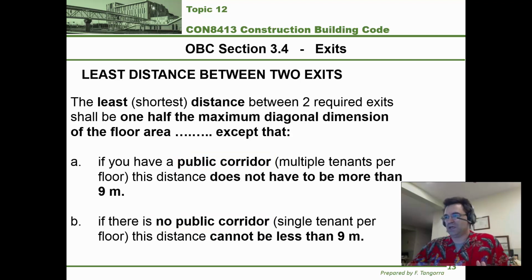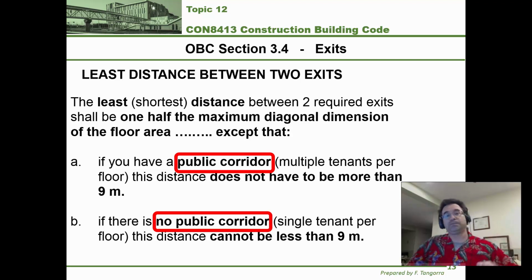So look at this. The two differentiating things between max and min 9 meters is whether or not that floor area is serviced by a public corridor or not. So we'll go back to topic 10 and 11 to figure out how do we know if it's a public corridor. What does the building code say about that? Because I'm not going to go over it again. So let me give you more of an algorithm to figure out if the distance is more than 9 meters or less than 9 meters.